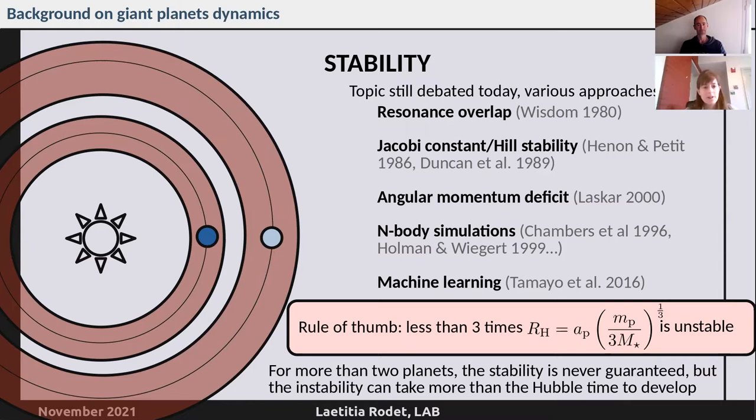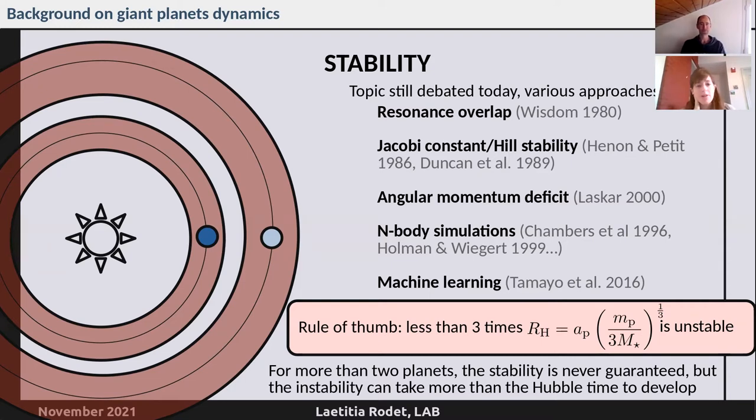So when you add one planet to a planetary system, you can define what can be called a chaotic zone around the orbit of this planet, where if you put a companion or a planetesimal in this chaotic zone, then you are sure that the system will be unstable. So it's really some idea of some rough characterization of the stability of your system.